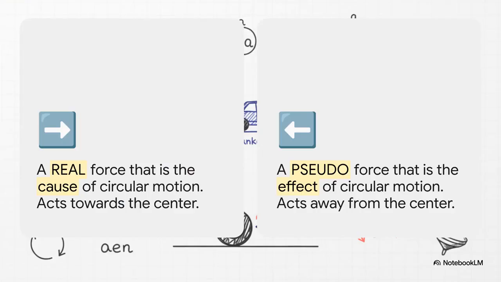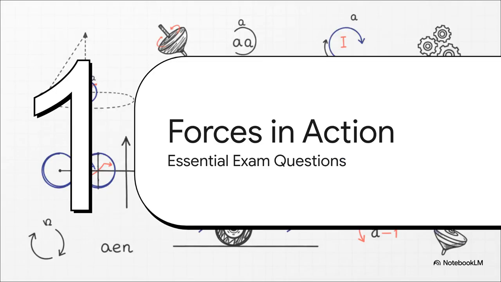All right, let's nail down the difference once and for all. Centripetal force is real, it's the cause of the circular motion, and it pulls inward. Centrifugal force is fake, a pseudo force. It's the effect of the circular motion, and it's felt as a push outward from inside the rotating system. Got it? Good. Okay, enough theory. Let's actually put this stuff into practice. We're going to walk through a couple of classic problems that, trust me, show up on exams all the time.